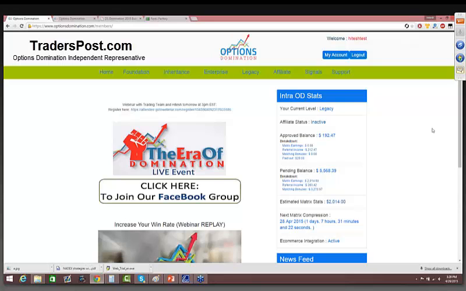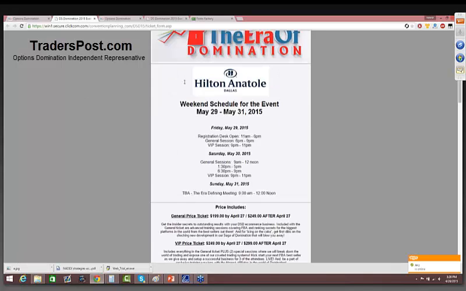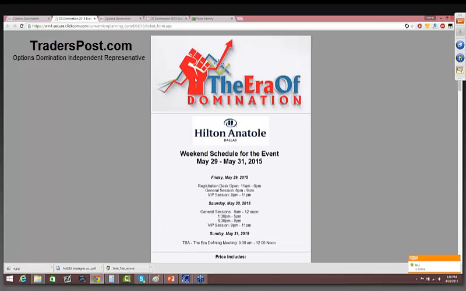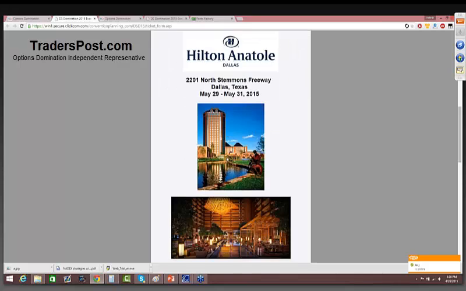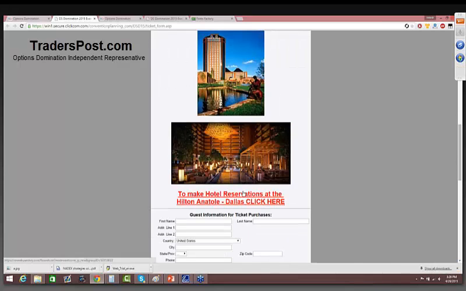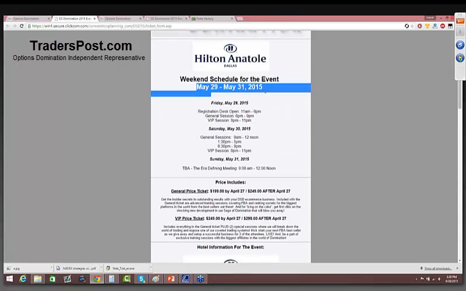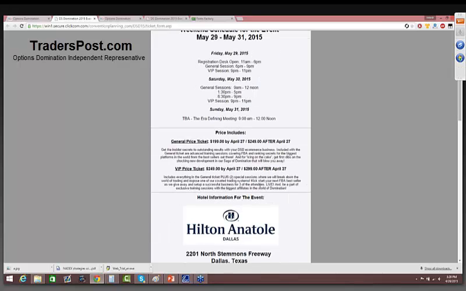But at the event, here's what you need to do. At the homepage of Options Domination, just click on the Era of Domination event image. It's going to show you where it's going to be held. We have the hotel reservations. We have special prices for all of our attendees and everything else already set up for you guys. It's going to be May 29th to May 31st. You can see what the breakdown is.